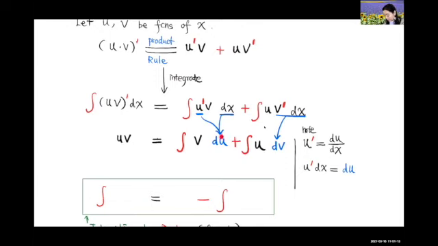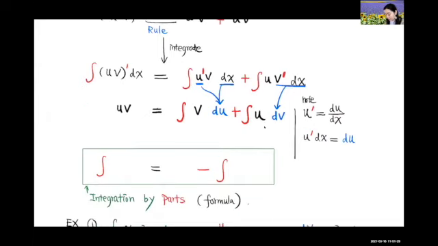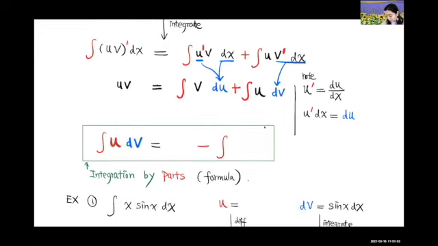So u prime dx is this du and you have v over here. v prime dx is this dv and you have u over here. So uv is equal to the integral of v du adding the integral of u dv. Now we're going to isolate this integral of u dv. So the integral of u dv is equal to uv minus the integral of v du. So we have just discovered the integration by parts formula.